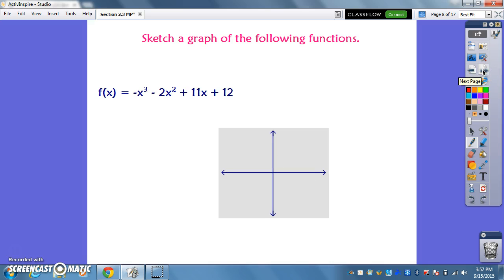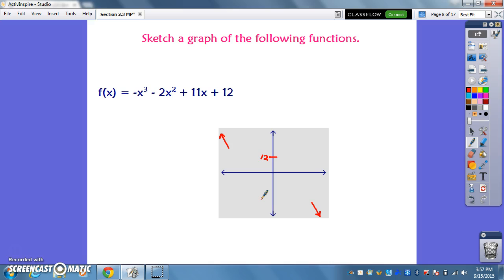Another example, very similar. This is an odd degree. This is degree 3 with a negative leading coefficient. That tells me the arrows are going to be up to the left and down to the right. And the y-intercept, if I plug in 0 for all of these x's, the y-intercept is going to be 12. So I'm just going to put a 12 on here.